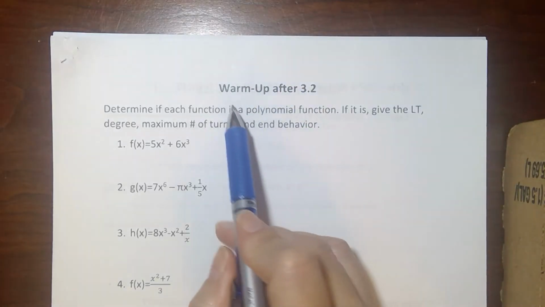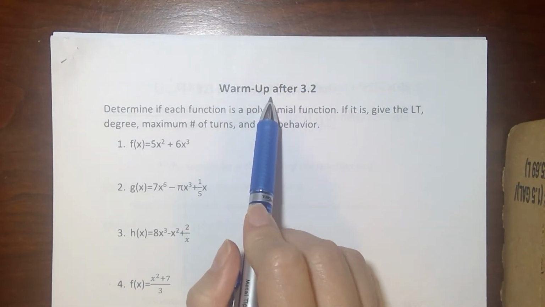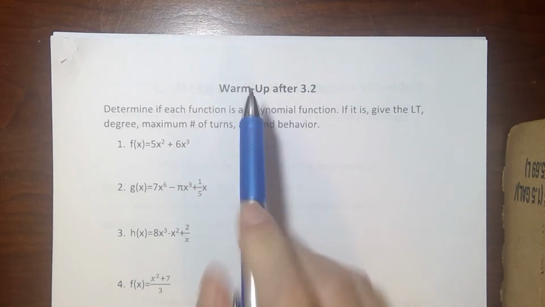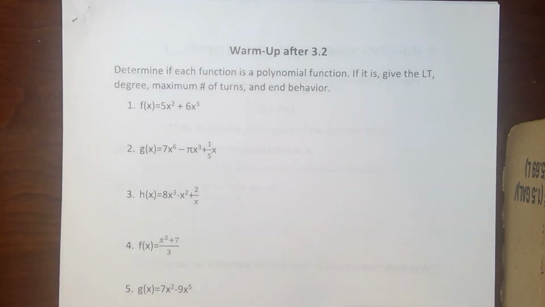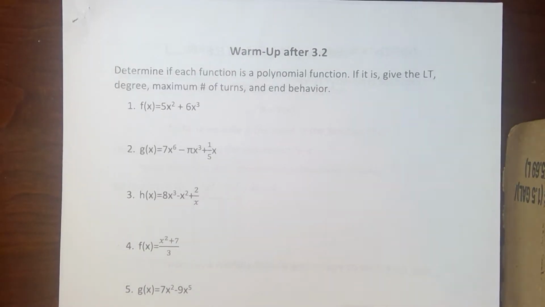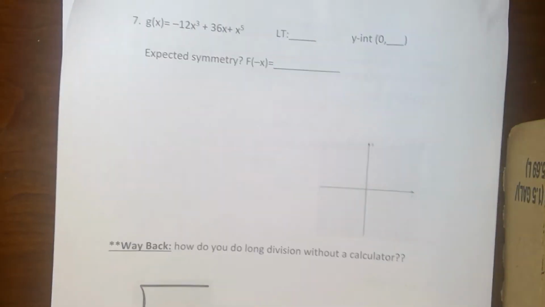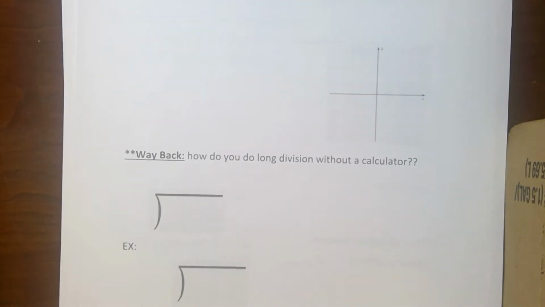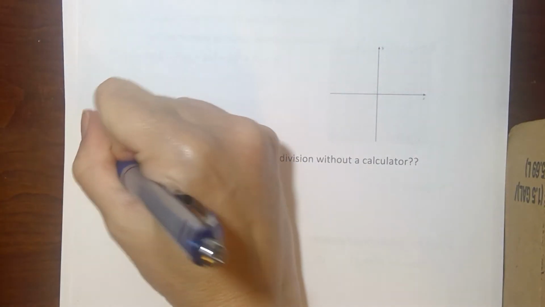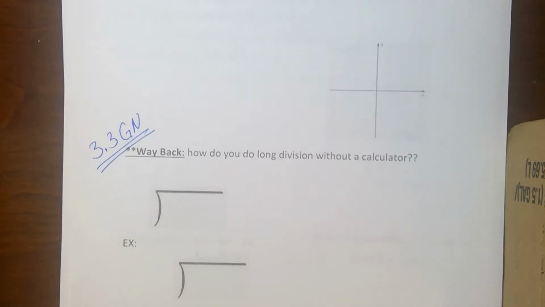Now you'll notice that your guided notes start with a warm-up after 3.2. This is an excellent review for the things that we went over in 3.2. We're not going to take the time to go through it right now. We're going to start on that second page where it's titled Way Back. So this is where we're going to start our 3.3 guided notes.